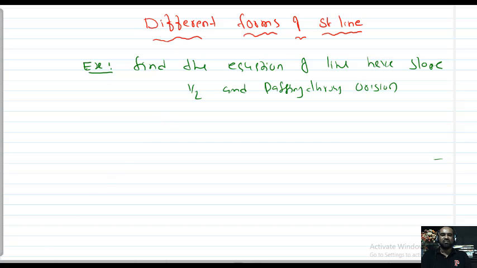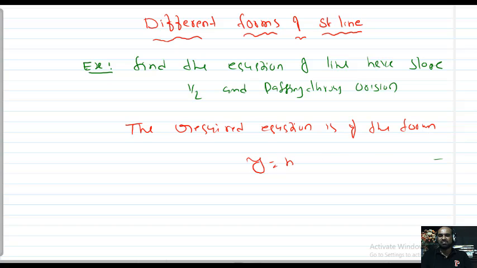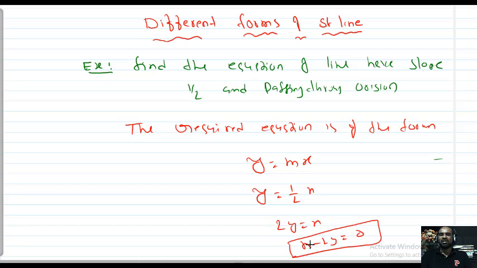The required equation is of the form, what? y equals mx only. So y equals m means what? Half into x, or 2y equals x, or x minus 2y equals 0. This is the required straight line.